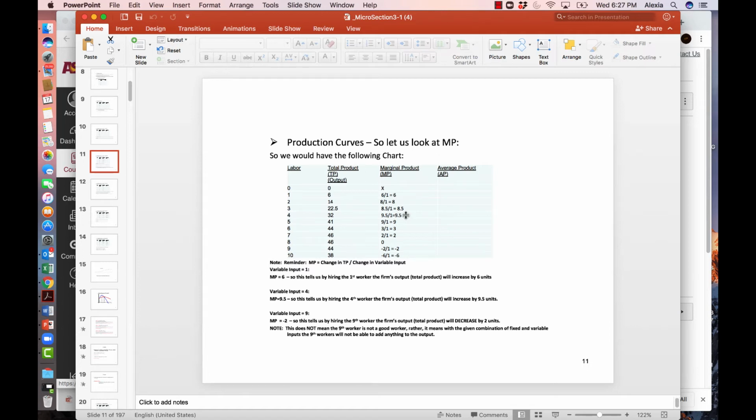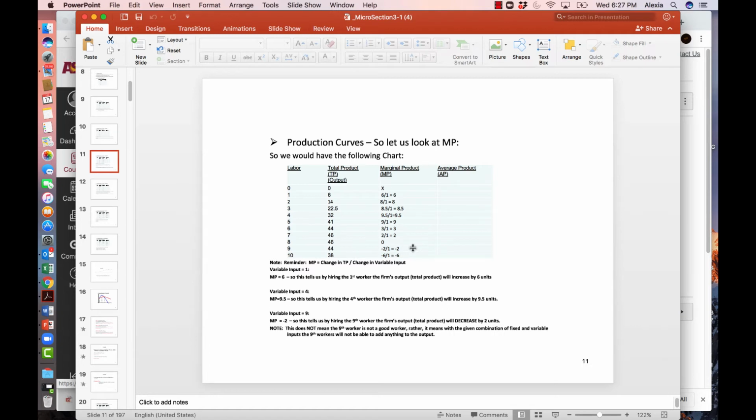And then we would do it at the 9th worker. This is an interesting one, because that's not a mistake. This is negative. The output goes from 46 to 44, so it's a drop of 2, negative 2, over the extra worker of 1. So by hiring this particular worker, number 9, our output has actually dropped by 2.